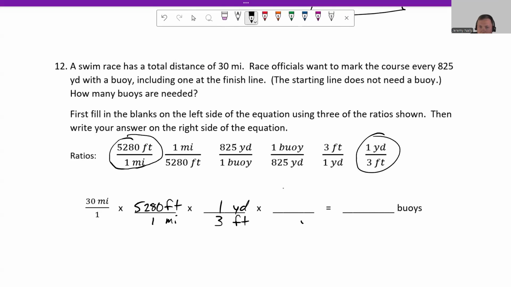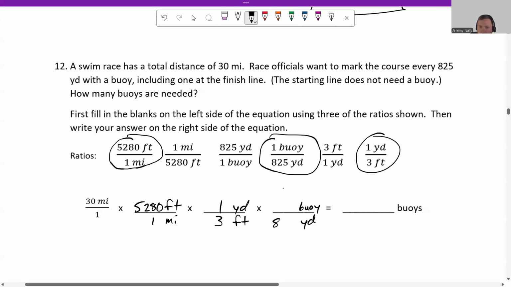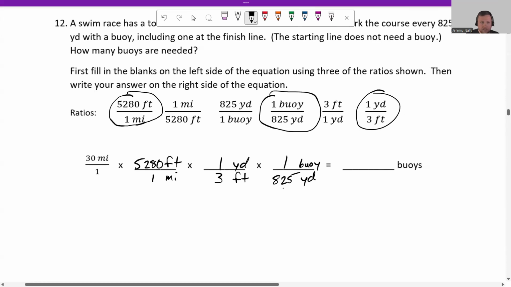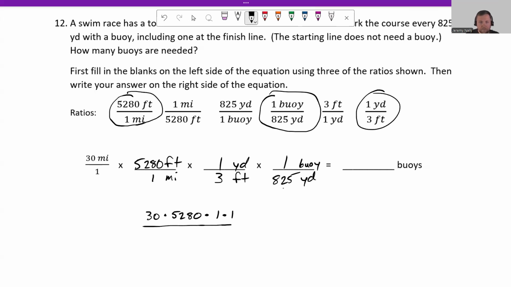And then last, I want to cancel out yards and go to buoys. So that's going to be this one. So 825 yards for every buoy. And then I'm just going to multiply this out. So you can multiply across the top, and you can multiply across the bottom.